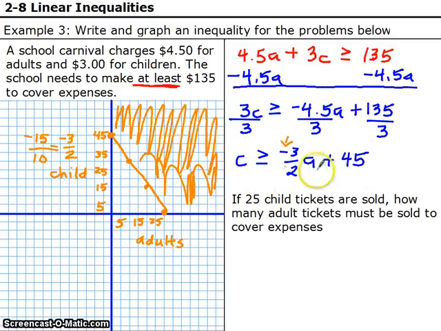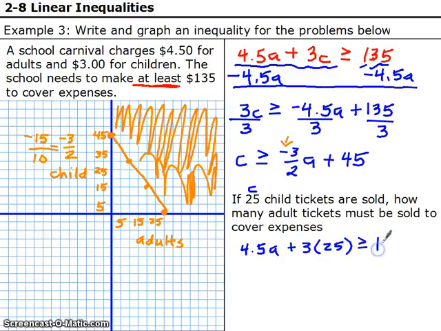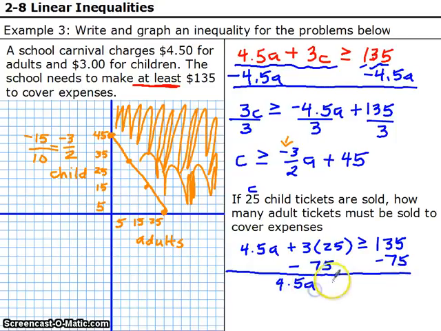You can use either equation. I'm going to use our original one up here. I'm going to plug 25 in for C. So that's 4.5A plus 3 times 25 needs to be greater than or equal to 135. 3 times 25 is 75. So if I subtract 75 from both sides, I get 4.5A is greater than or equal to 60. And then I divide by 4.5.